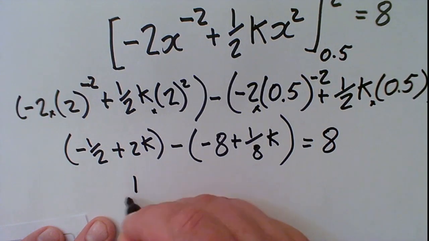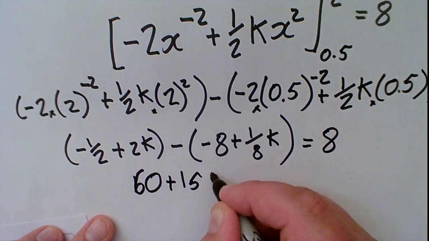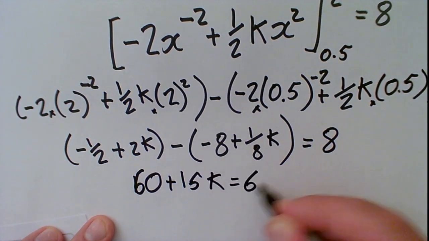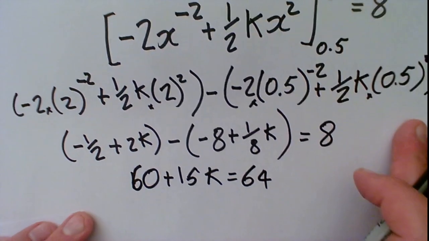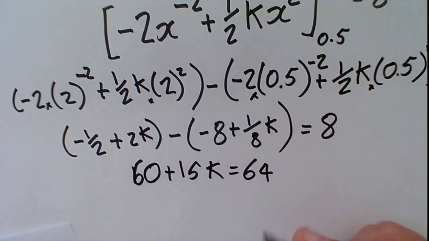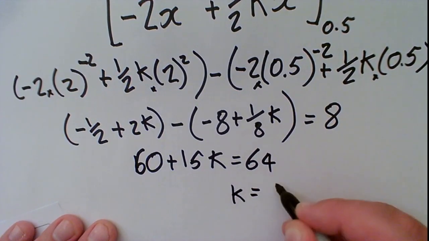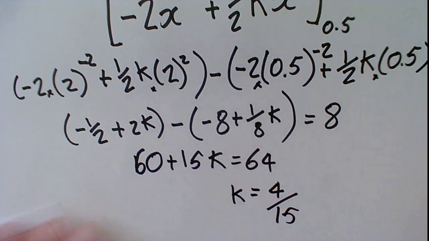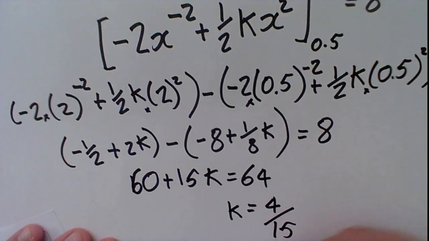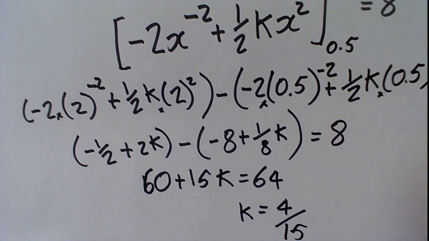So anyway, that eventually gives us 6d plus 15k equals 64, just multiplying through by 8 to help things out a little bit. We don't like fractions, just multiply everything by 8. Make life easy for yourself. Just as a general rule, if you've got things on the bottom like this 8 here, just multiply everything through by 8. Anyway, you've got k is equal to 4 over 15. So I think that's enough on question 3.